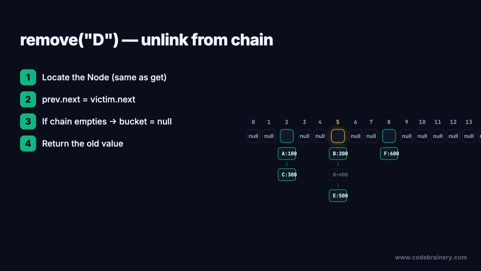Remove works the same way until you find the node. Then, unlink it from the linked list. Whatever pointed to it now points to whatever came after it. And if the chain ends up empty, the bucket itself goes back to null.